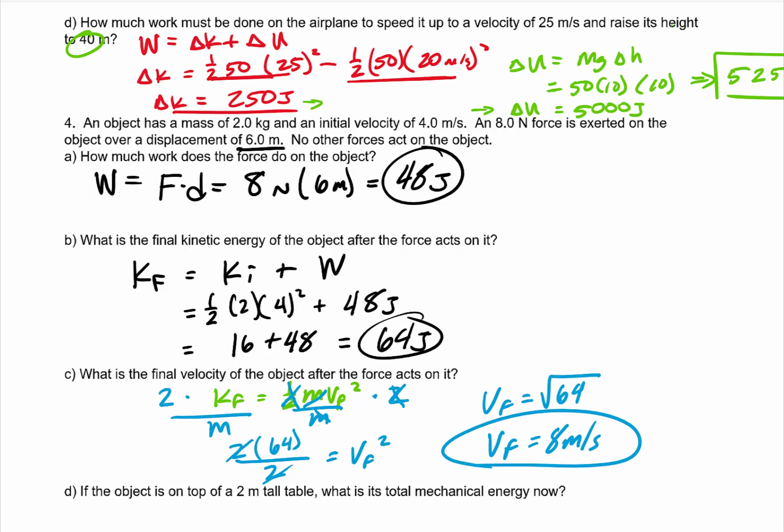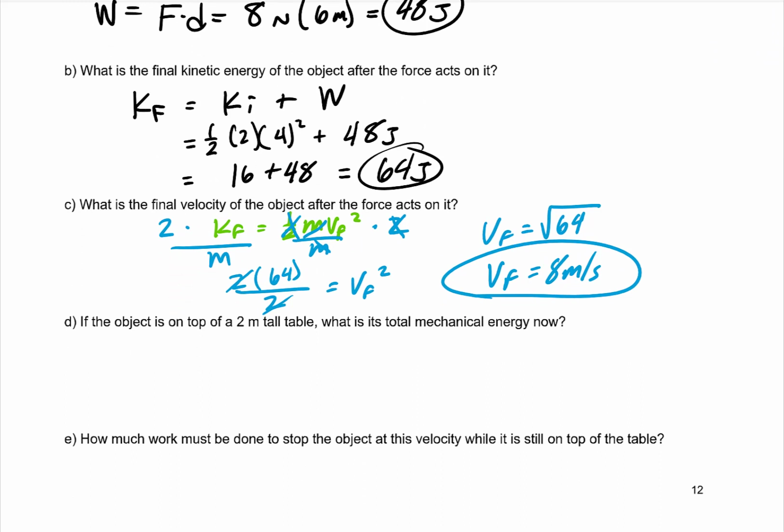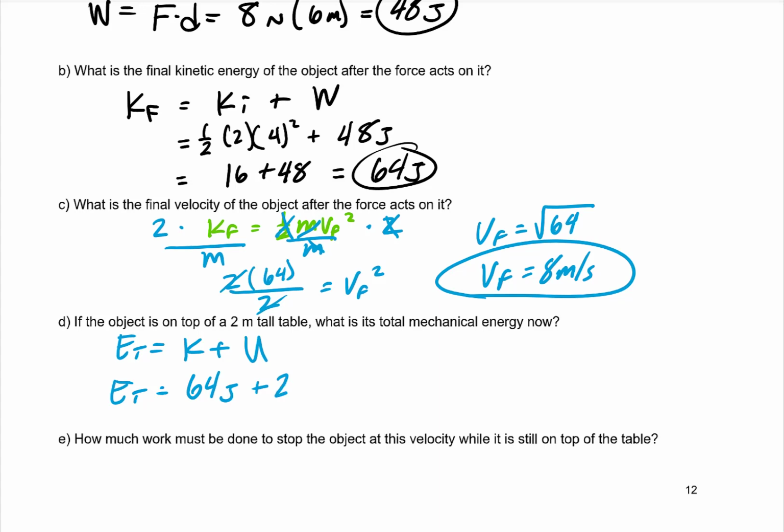If the object is on top of a 2-meter table, what is the total mechanical energy now? So the total mechanical energy is the kinetic energy plus the potential energy. I know that the kinetic energy is the 64 joules that we talked about, plus the potential energy, well, that's the mass, 2, times gravity, 10, times the h, 2 meters. So 64 joules plus 40 joules, we get 104 joules of energy total at the top of the table.